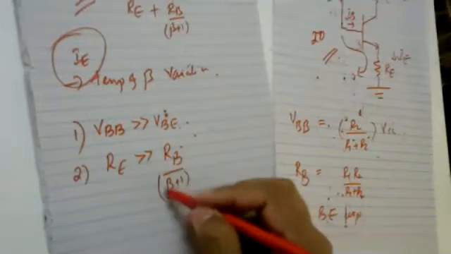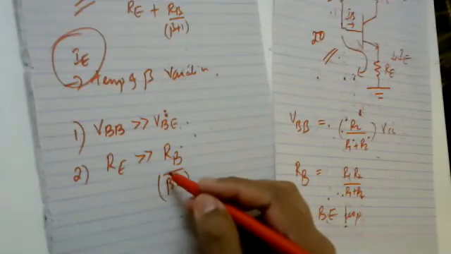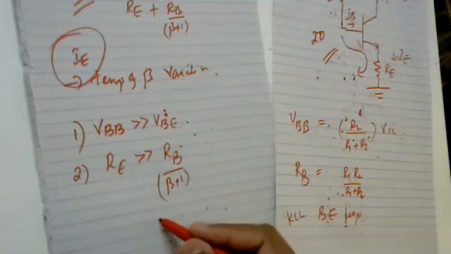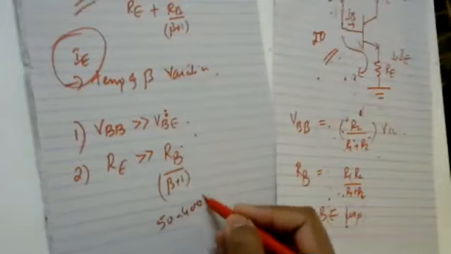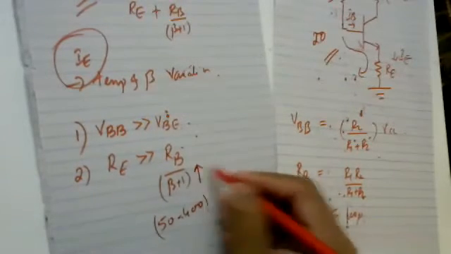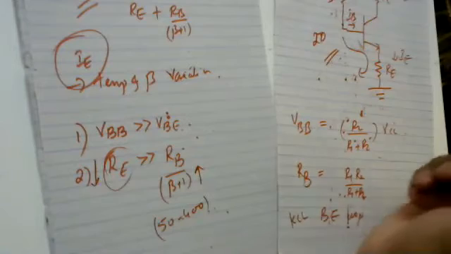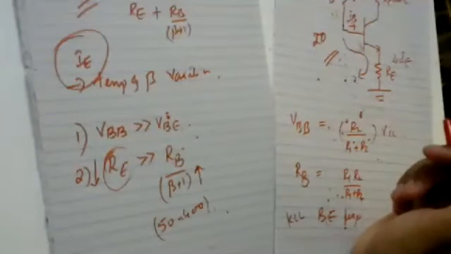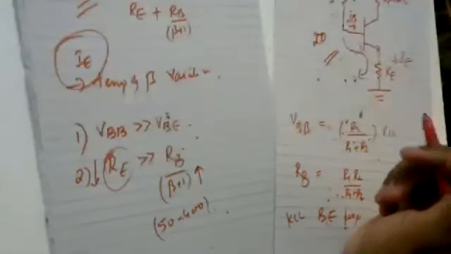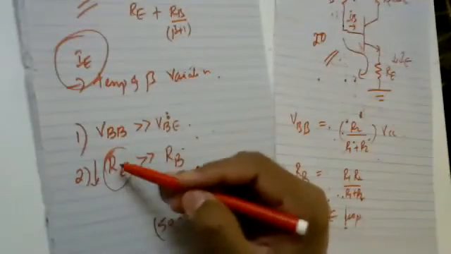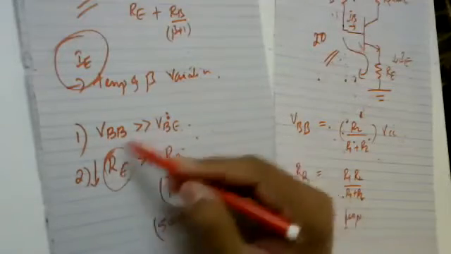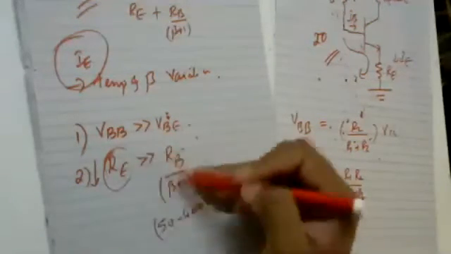Since beta, you know what's the value? It's in terms of hundreds, in the band of 50 to 400. So as the denominator is high, what about your numerator? The numerator will be less. Understanding? So it means your RE value should be able to match this equation.